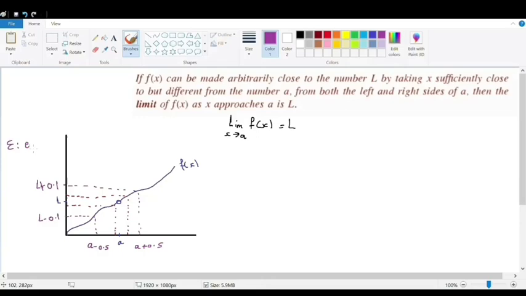فأي epsilon يعطينا إياها في الرينج هذه لازم نحصلها في المقابل delta. إذن القيمة اللي بتكون هنا قريبة هنا عبارة عن دلتا.